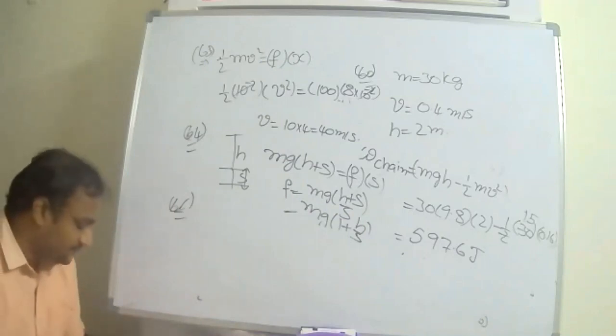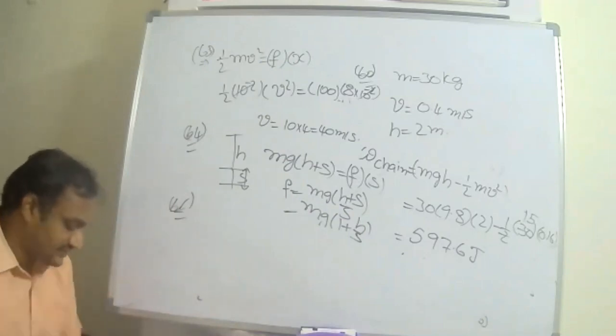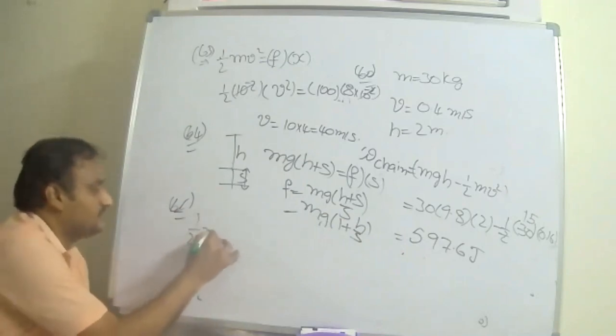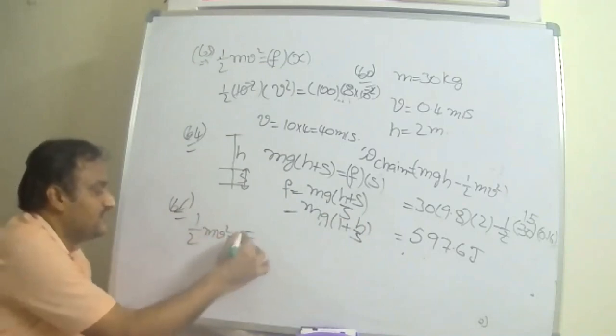A force F stops a body of mass m moving with velocity v in a linear distance s. What is the force required to stop a body of triple the mass moving with double the velocity in half the distance? So half mv square is equal to F into s.